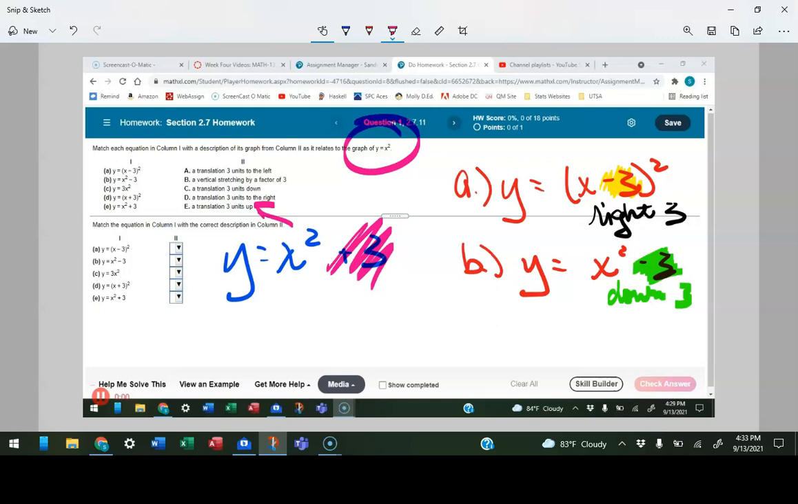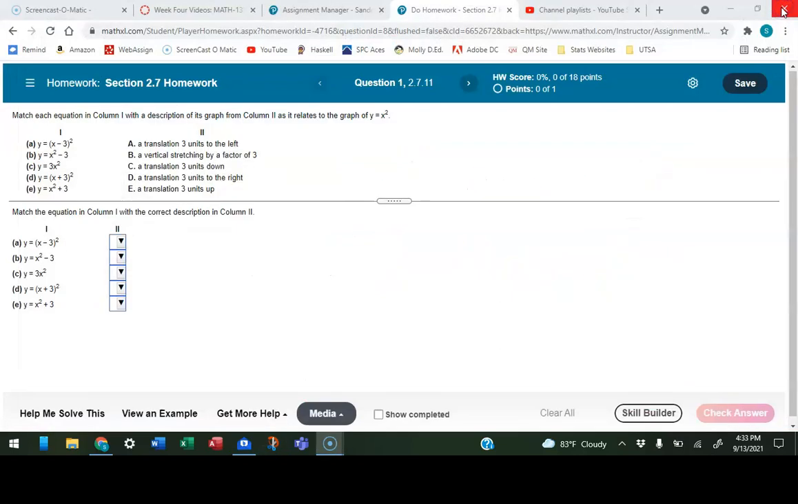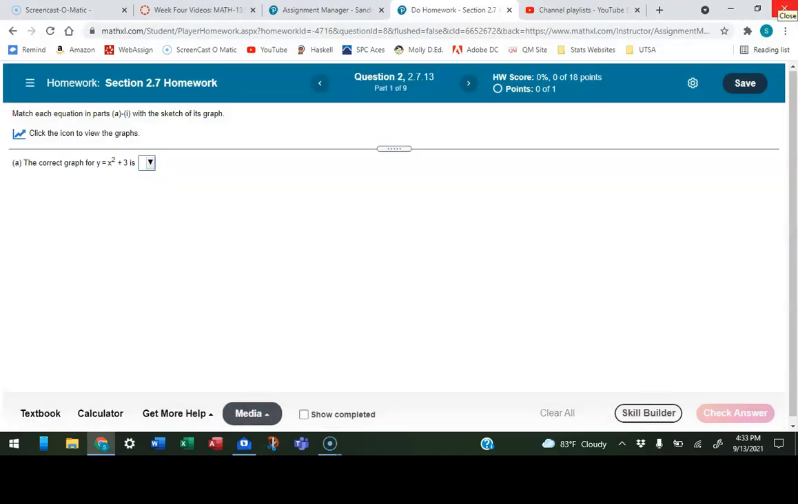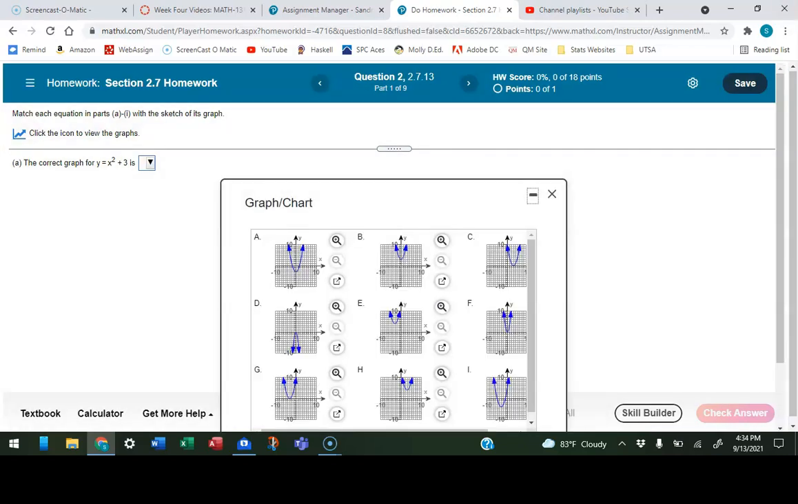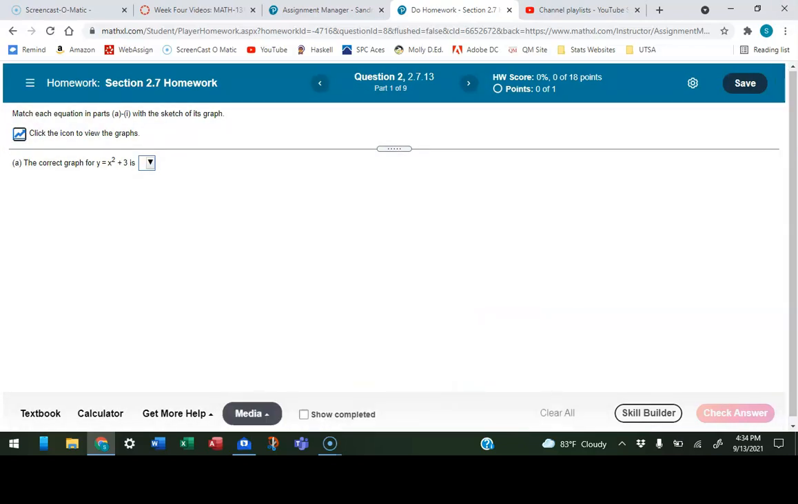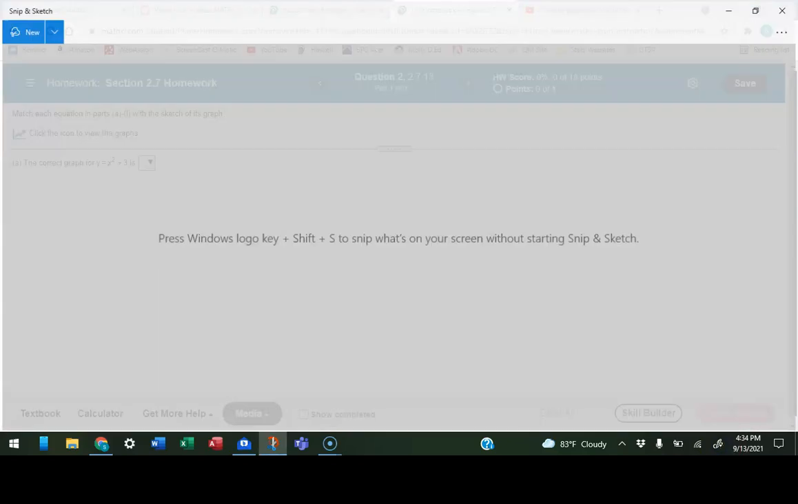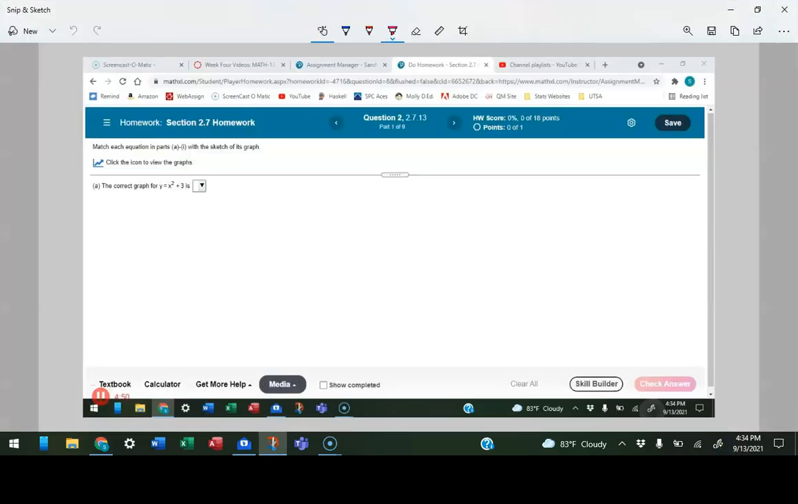So that's going to be 3 units up. Okay, so now, X out of here. All right, what have we got? You're going to match each equation in parts A through I with a sketch of its graph. I don't know what this means. The correct graph for x squared plus 3. First of all, what is my parent function? My parent function is x squared. How do I know? Because I'm looking for my variable. It's not any place special. It's just sitting there.